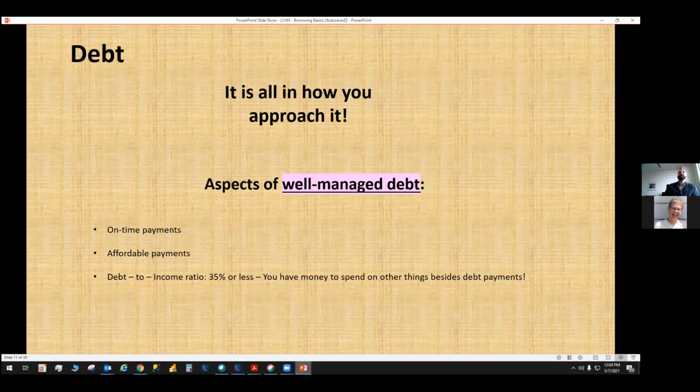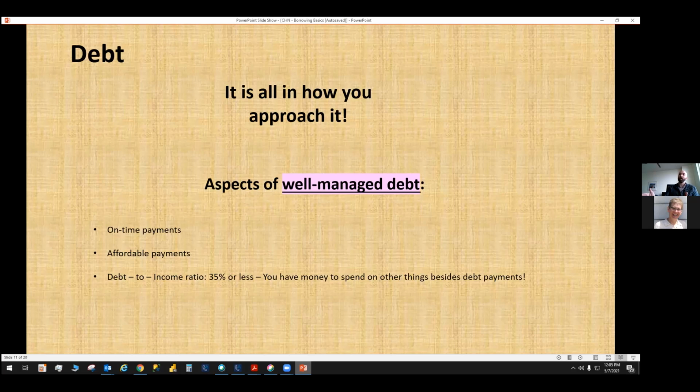It's all in how you approach debt. Well-managed debt means on-time payments, affordable payments that fit your budget. Keep your debt to income ratio, that is, the ratio of how much money you owe for a loan or a collection of loans relative to your income that you earn every month or every year, however you decide to calculate that. Try to keep your debt at about 35% or less of the income that you take in.